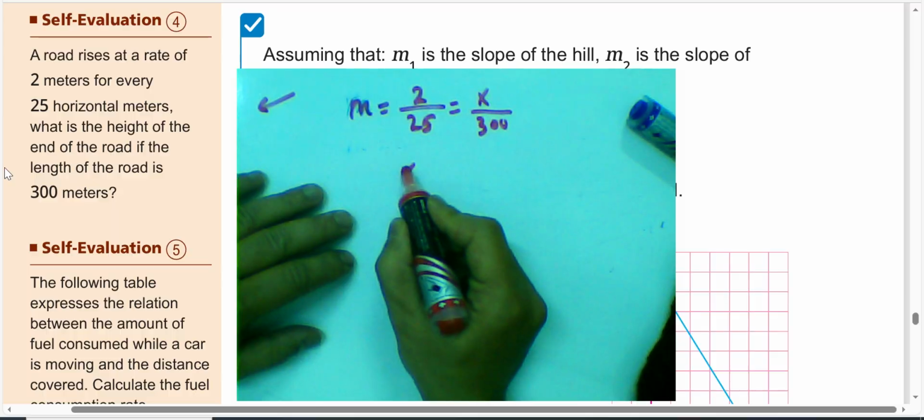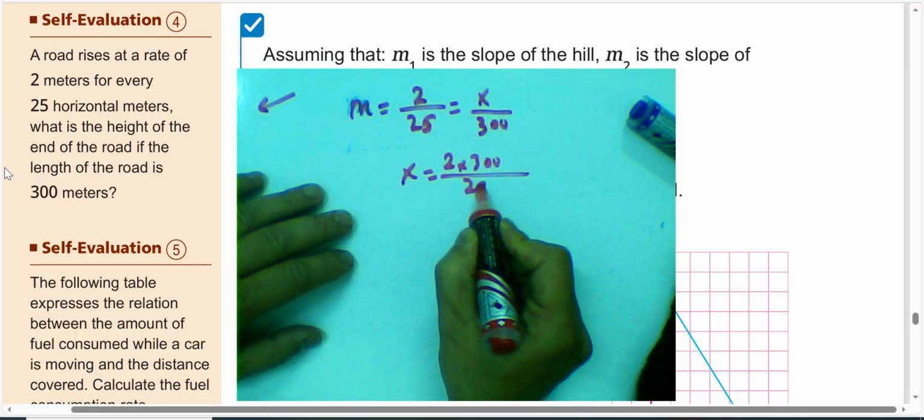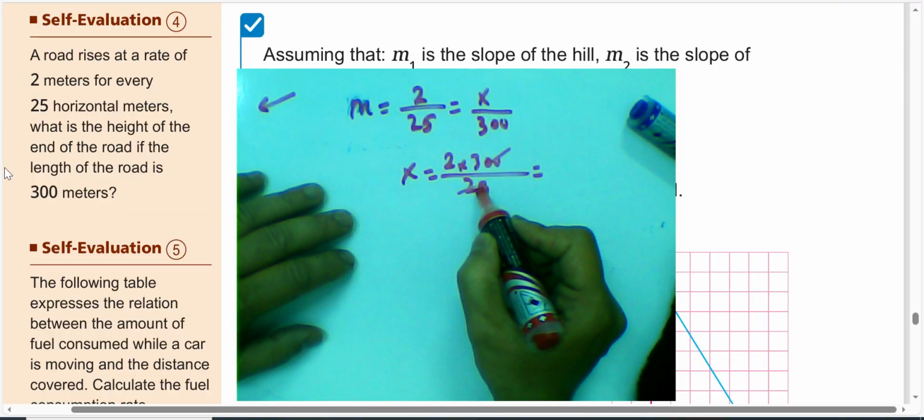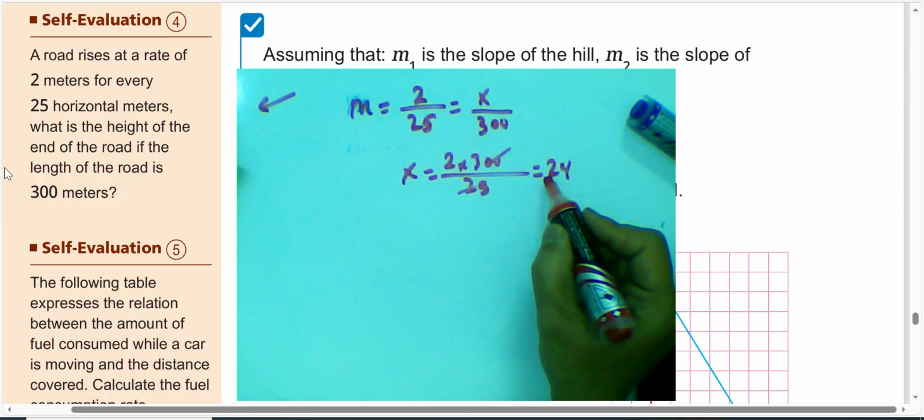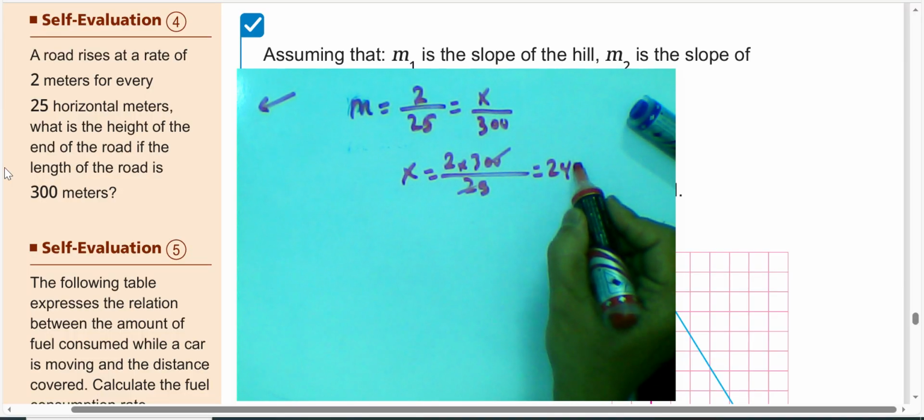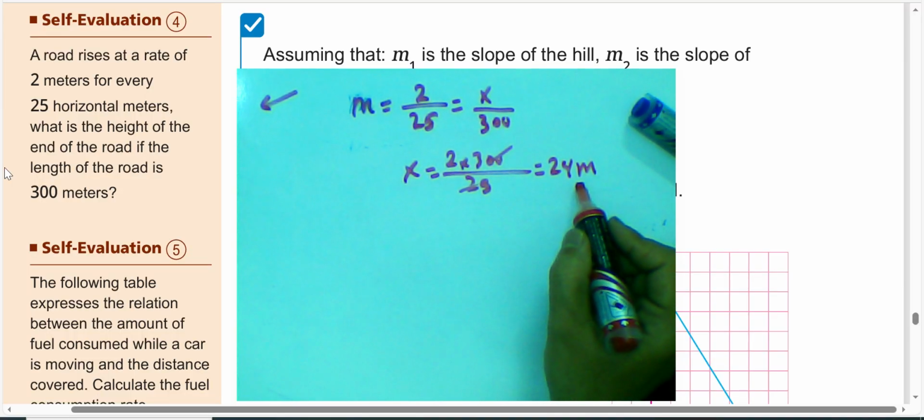We can find x here. The product of extremes equals the product of means. 2 times 300 over 25. 300 divided by 25 is 12, and 12 times 2 is 24. Then x will be 24 meters. Then the height of the end of the road equals 24 meters.